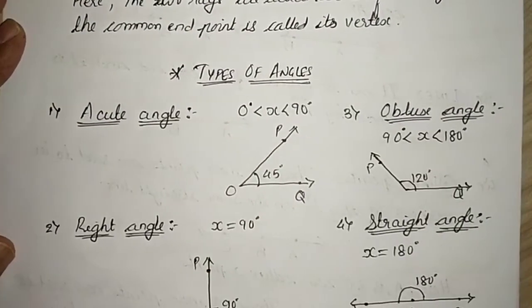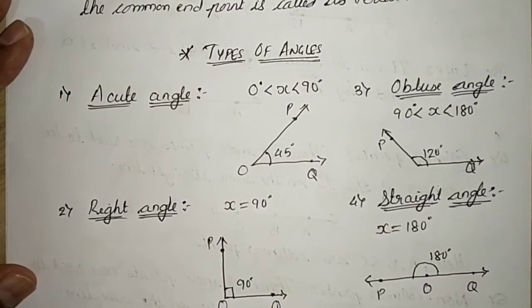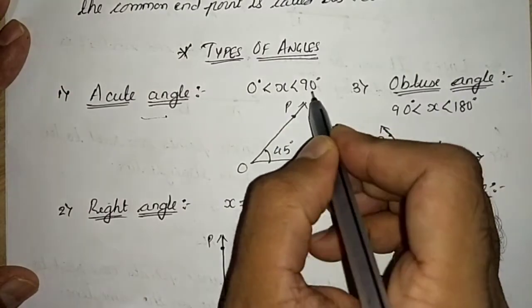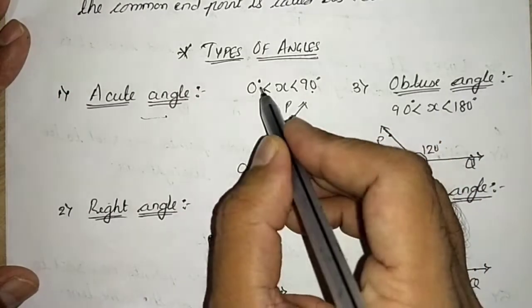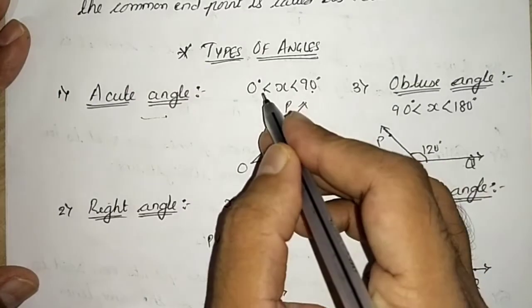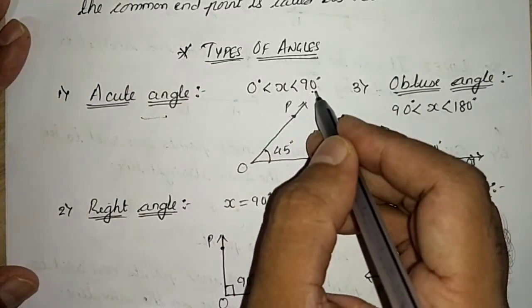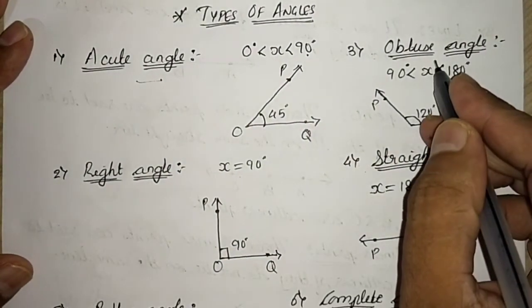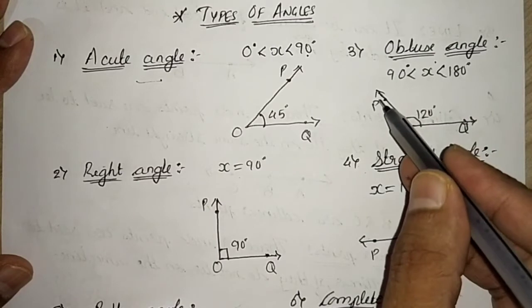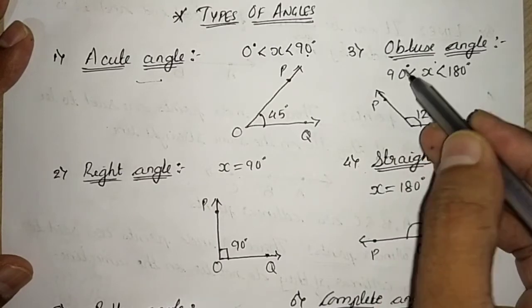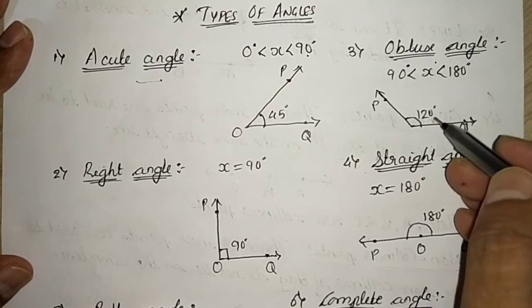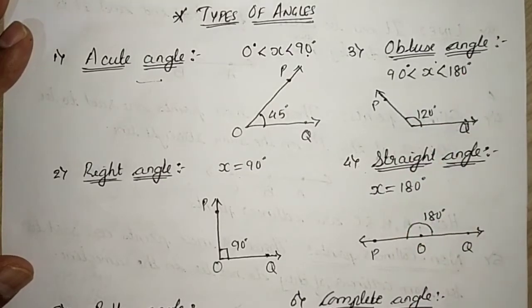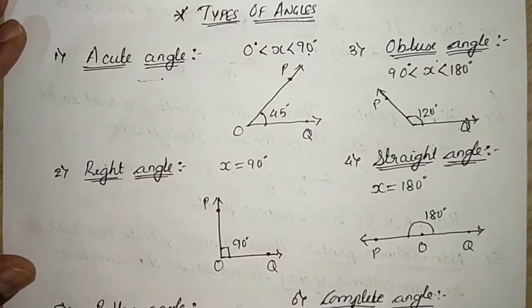Now types of angle according to its measure. First is acute angle, which lies between 0 and 90, less than 90 and more than 0. Any degree above 0 and below 90 is known as an acute angle. Obtuse angle: any degree above 90 and below 180 is called an obtuse angle. That means starting from 91 till 179, any degree you see is an obtuse angle.